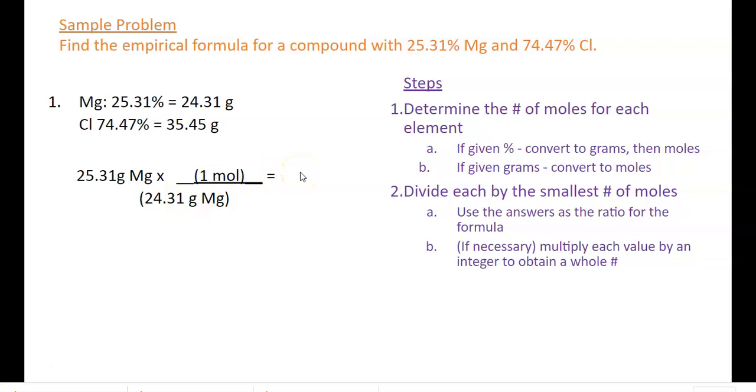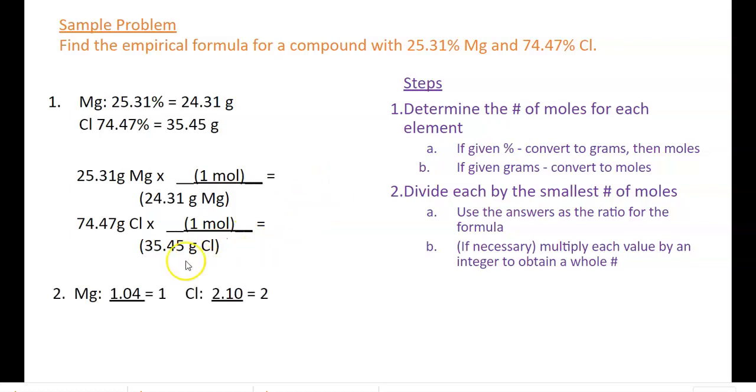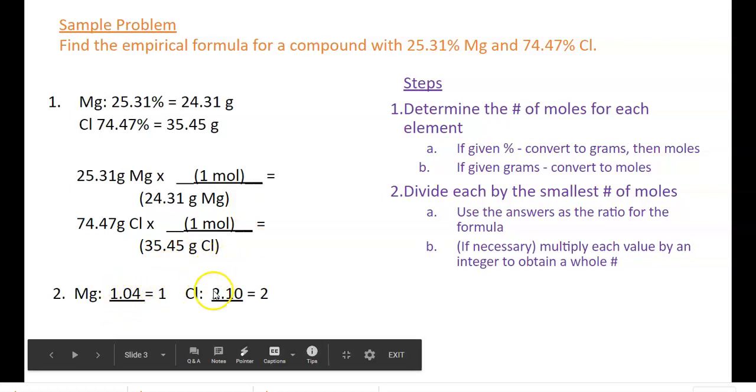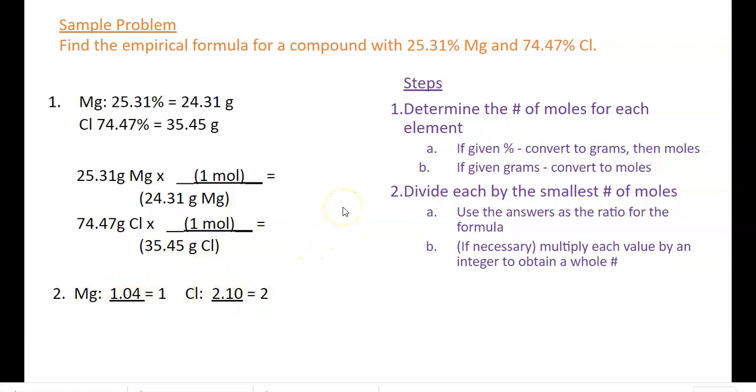Okay, so 25.31 divided by 24.31. Okay, and then we're going to do the same thing with chlorine, 74.47 grams. Again, we just take that percent sign up here and made it a G, and we're going to multiply it, okay, or make your fraction table, 1 mole over our 35.45 grams of chlorine. When we do the math, okay, our magnesium becomes 1.04, okay, and chlorine is 2.10, okay, and so if we round those to whole numbers, that's 1 and 2, okay, those are going to be our subscripts.